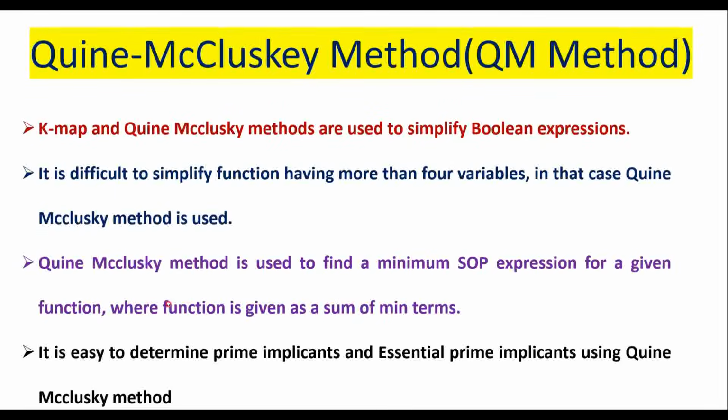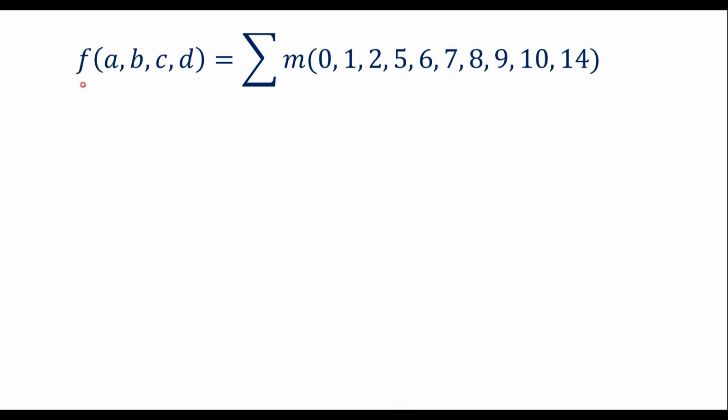With an example, I will explain the Quine-McCluskey method to find minimum sum of product expressions. With that, I will find prime implicants and essential prime implicants. Let the function be f(a, b, c, d) equal to the sum of minterms 0, 1, 2, 5, 6, 7, 8, 9, 10 and 14.